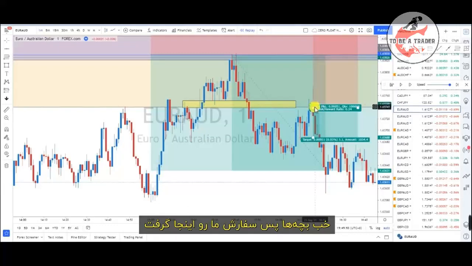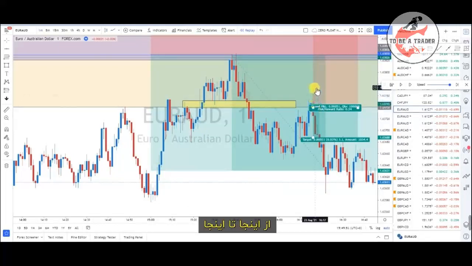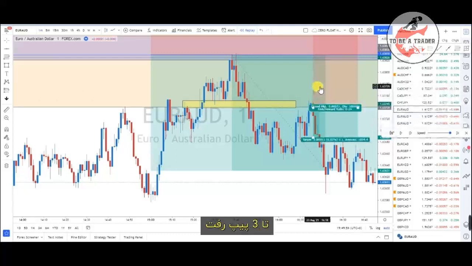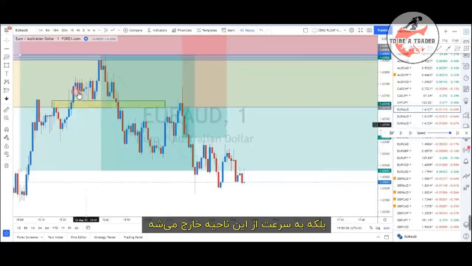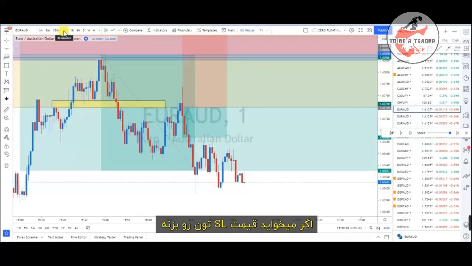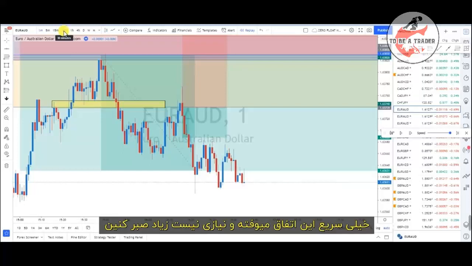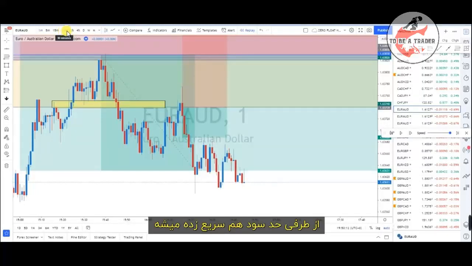From here to here, it floats around 3 pips. Oh my goodness, it floats around 3 pips. So this is the good thing about the Nora entry. Our risk has become smaller. Not only that, it floats for a while and then it quickly gets away from this zone. So if you want to hit our SL, it will hit much faster. We don't have to wait so long. But if you want to take profit, it could also be faster as well.